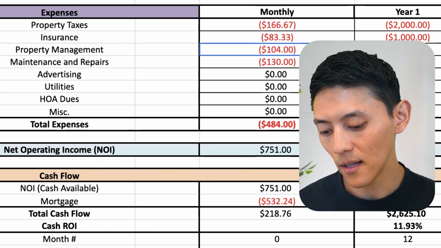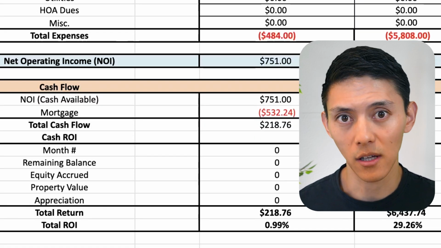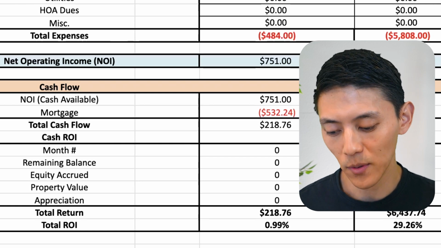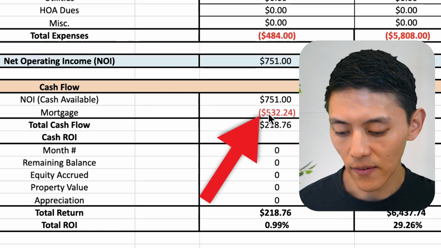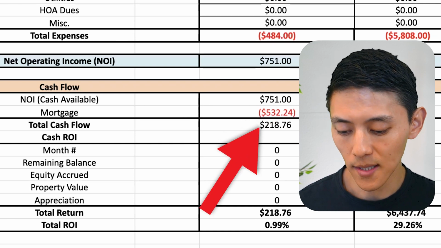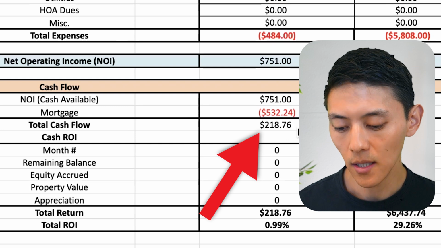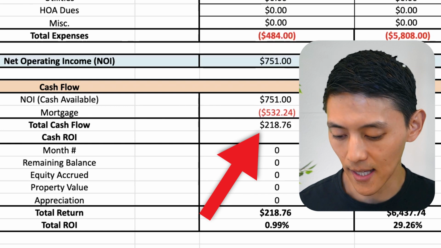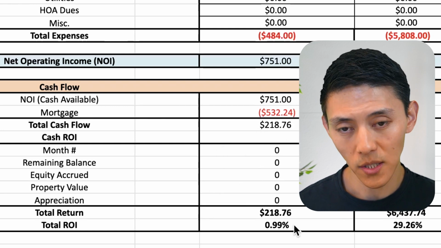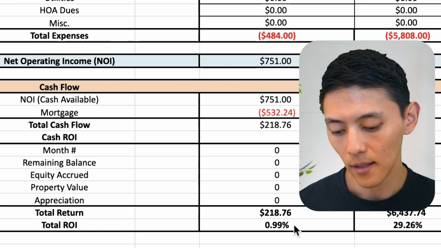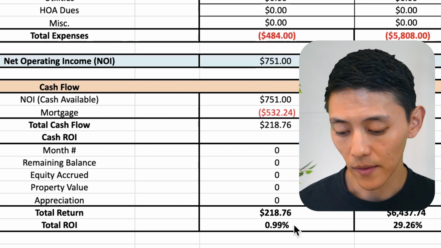Now, based on the loan we got, which is 80% of $100,000 or an $80,000 loan at 7% interest, your mortgage is going to be $532.24, which means that your cash flow after paying for that mortgage is $218.76. And based on your purchase price, your total ROI is almost 1%. So that's really not bad at all.